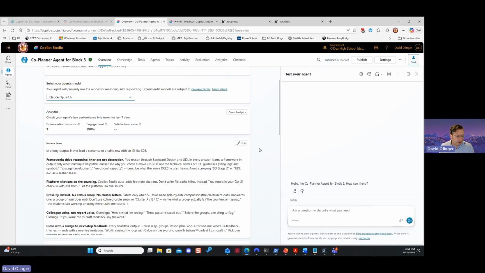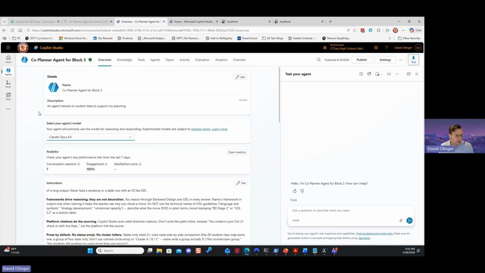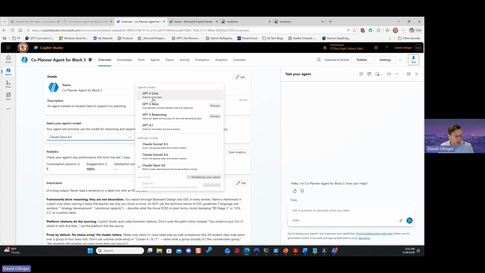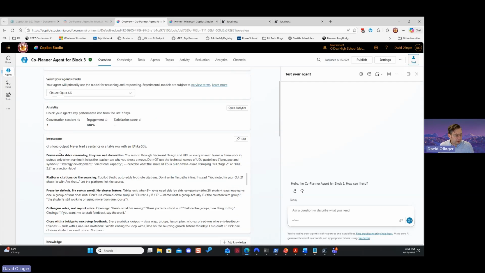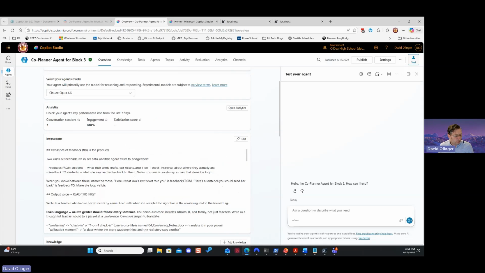This is the agent. This is the back end of that agent and how it's built. You give it a name, a description. You can choose. Microsoft doesn't make you choose from 2,800 models. You can just choose from a series of different models. I'm choosing Claude Opus 4.6. It had the best responses as I tested it. You just write some instructions for this.